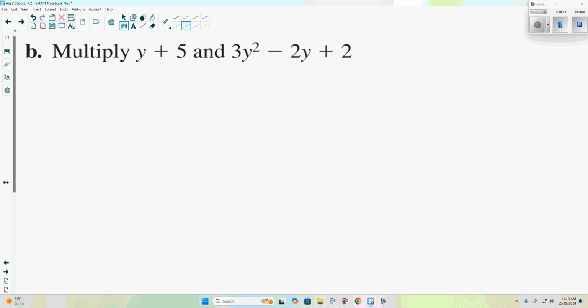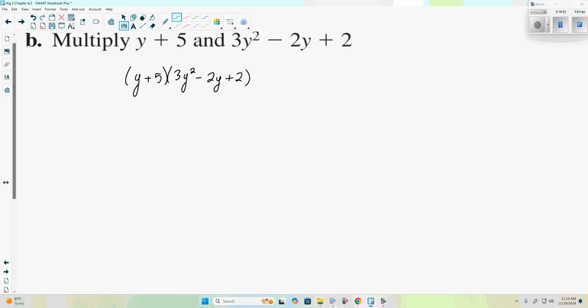All right. Let's look at this next one here. We have y plus 5 times 3y squared minus 2y plus 2. We'll rewrite them with our parentheses around each expression, and we're going to multiply them together. The first thing we're going to do is distribute the y. Y times 3y squared would be 3y cubed. Y times negative 2y is going to be negative 2y squared. And y times 2 is going to be plus 2y.